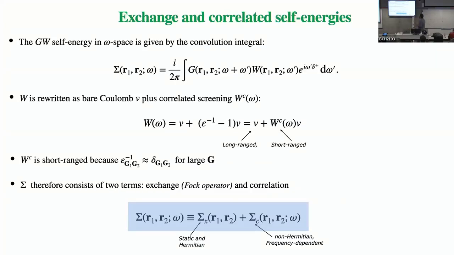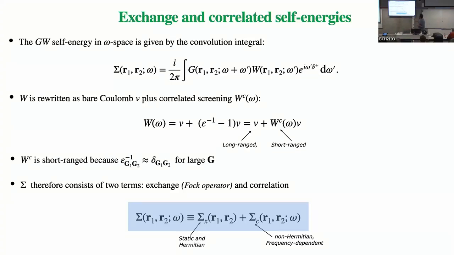Now, how do we compute the self-energy? As I mentioned, in the time domain it is just a product of G and W. In the frequency domain, we have this convolution. Now, we split the screened interaction into two terms by adding and removing the bare Coulomb term. So W can be written as a first term that is just the bare Coulomb interaction, which is long-ranged, plus what we call Wc, the screened part of W, which is short-ranged.